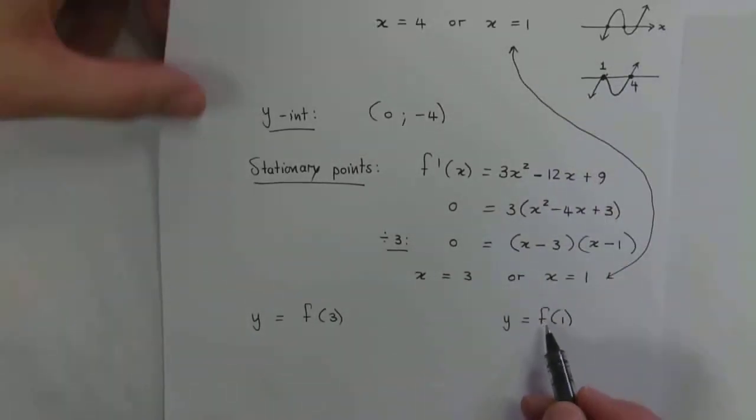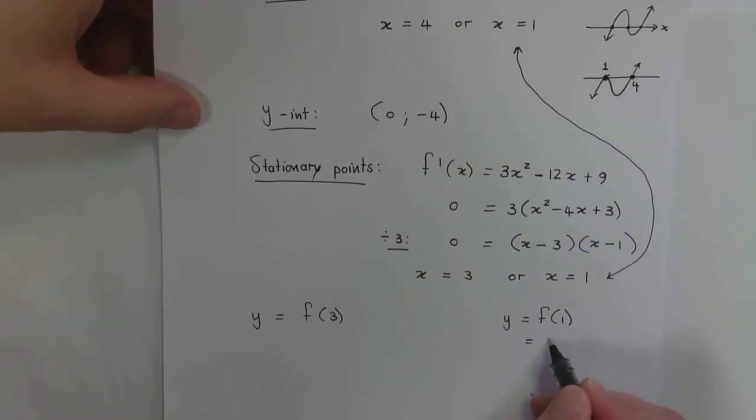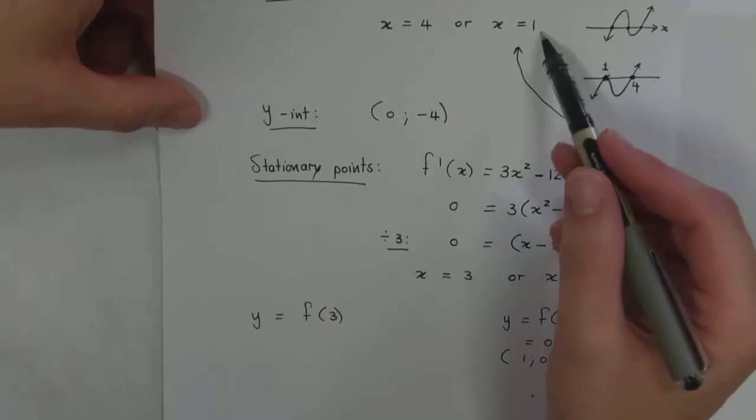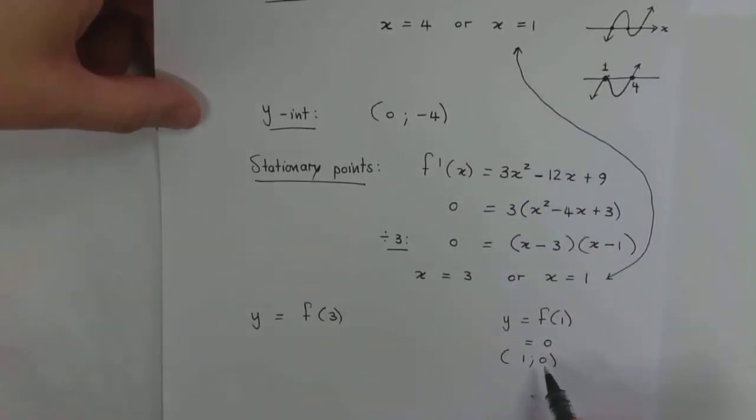So I already know this is going to be equal to 0 because (1, 0) is my x-intercept and it's my turning point. So don't do extra work. Don't go and sub that entire point in there when you already know it's an x-intercept, so you know the y-coordinate has got to be equal to 0.